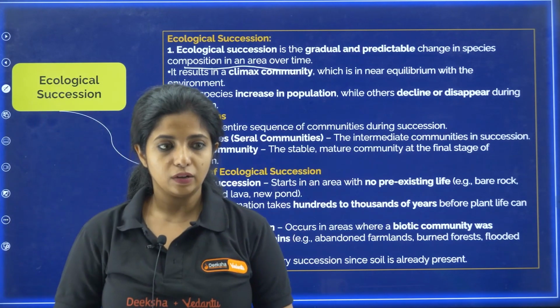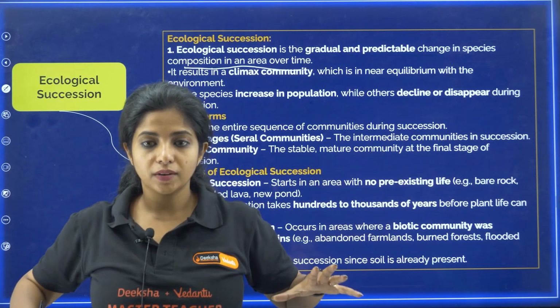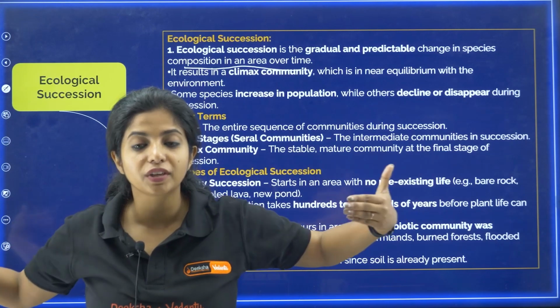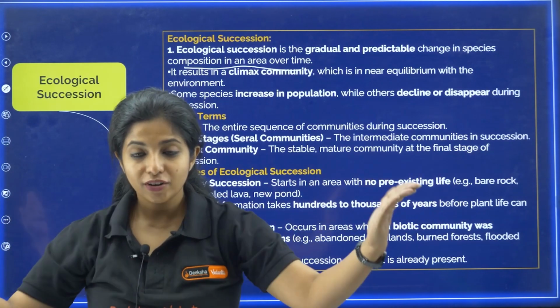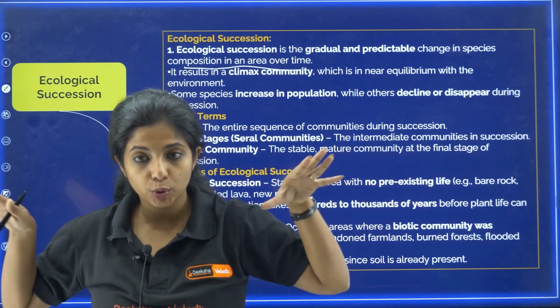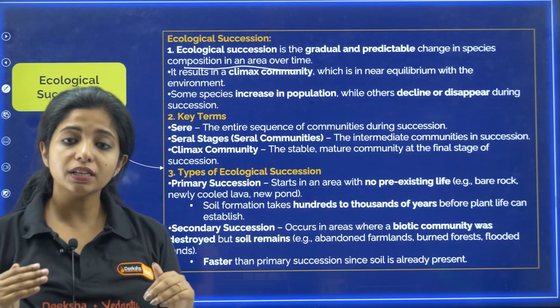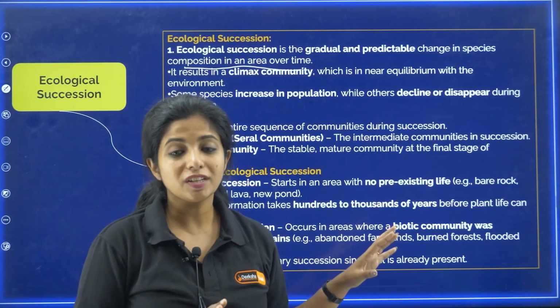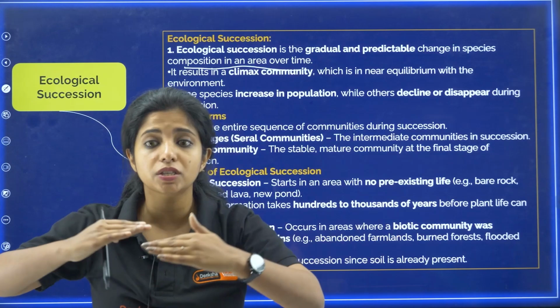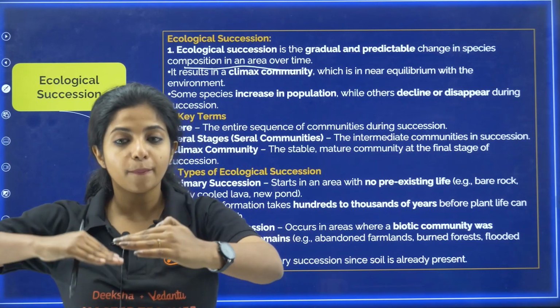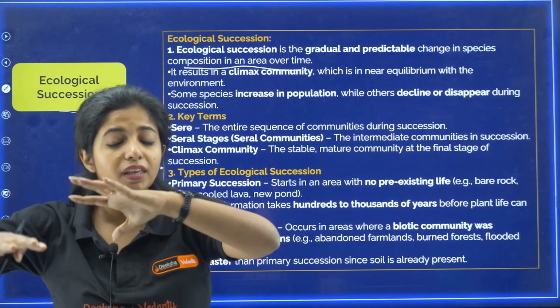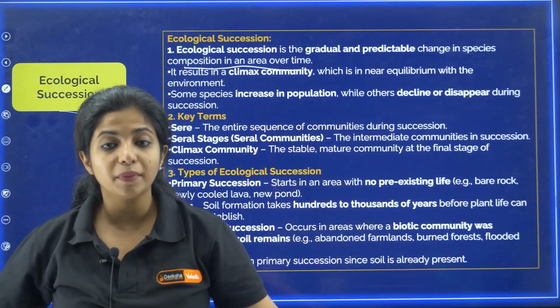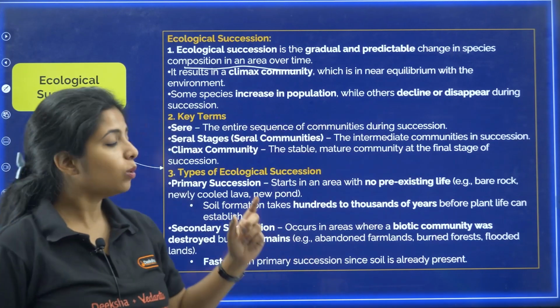As in, all this area that we are living in, my dear children, we are now living over here. So what are we? We are the climax community, which is near equilibrium with the environment, which is why we are able to survive. Some species increase in population while others decline or disappear during succession. Succession is basically the stages that we have, the gradual and predictable changes occurring in the species composition over time in a particular area.